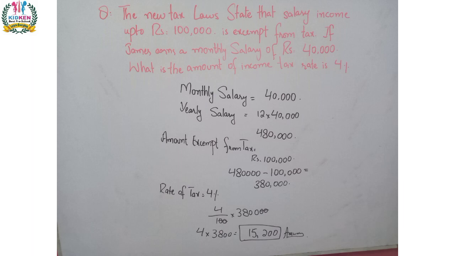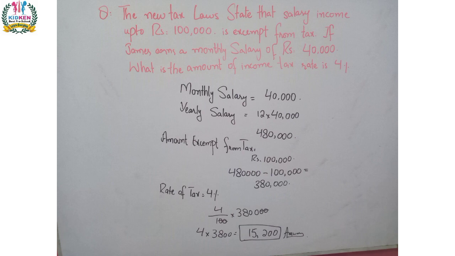The new tax law states that salary income up to rupees 1 lakh is exempt from tax. So if James earns a monthly salary of rupees 40,000, what is the amount of income tax at 4%? James' monthly salary is 40,000, so his yearly salary is 4 lakh 80,000 because we multiply 40,000 by 12. 1 lakh is exempt from tax according to the new law, so his taxable salary is rupees 3 lakh 80,000.